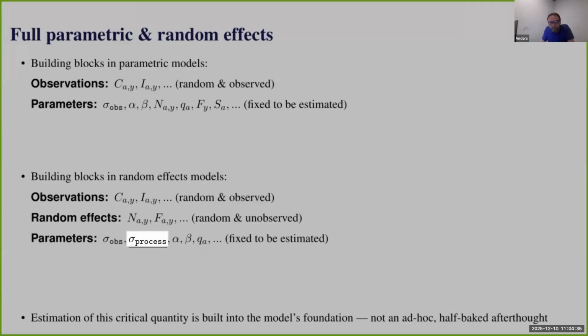It's an essential difference that estimating that quantity is built into the model from the get-go, instead of something we need to patch together afterwards when we have, let's say, the estimates of N. Then we need to figure out what we can expect to happen next year, but the model really tells us nothing about that or the precision of that. So let's look a little bit closer at what's actually in this sigma process, the variance of the process parameters here.